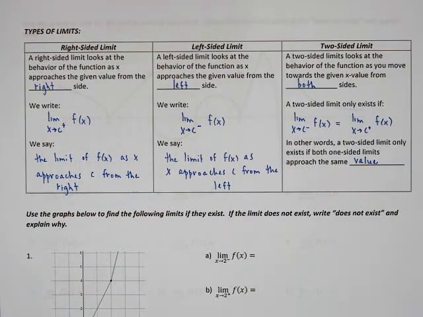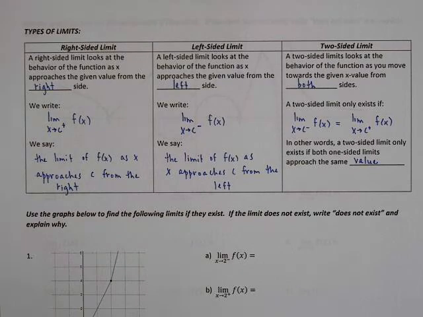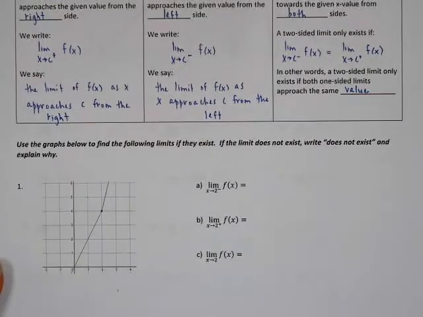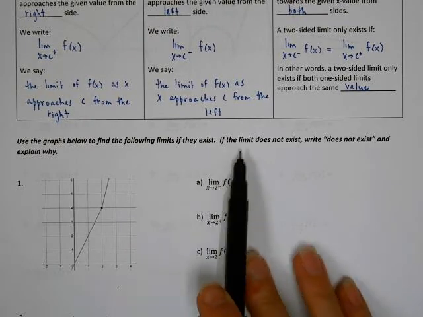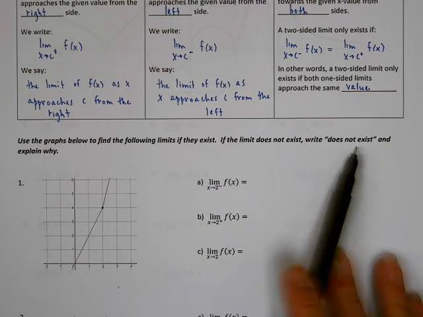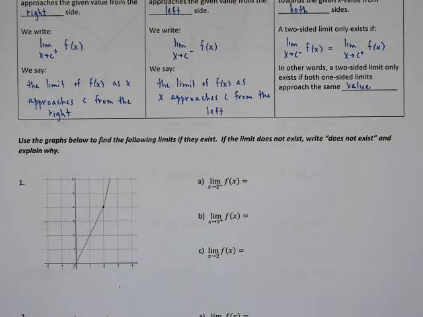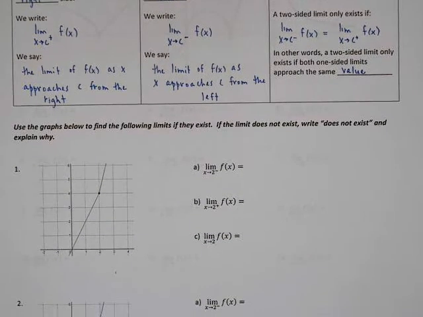All right, so the first target we have here in calculus is to be able to find the limit of a function given a graph. So that's what we're going to practice a little bit here in the video, and then you'll have some practice to do on your own. Here we're going to start with some simple graphs first. We're going to use the graphs below to find the following limits if they exist. If it doesn't exist, write do not exist and explain why. And I'll show you how we're going to write that explanation.